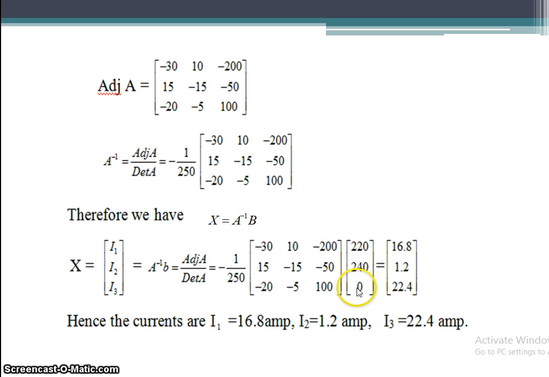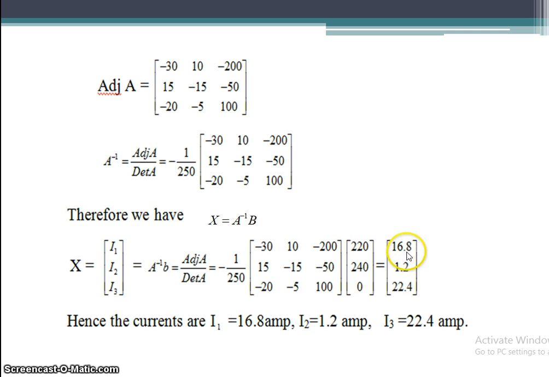Here we multiply, first row, first column. So that means minus 30 into 220, then 10 into 240, minus 200 into 0. Then we divide by minus 250. So we get 16.8. Here the answer must be verified. Then the last value is 22.4.